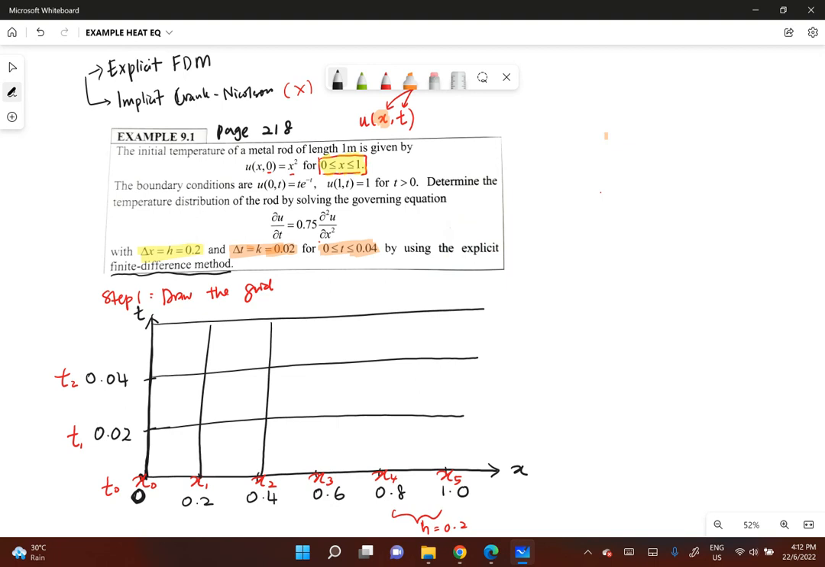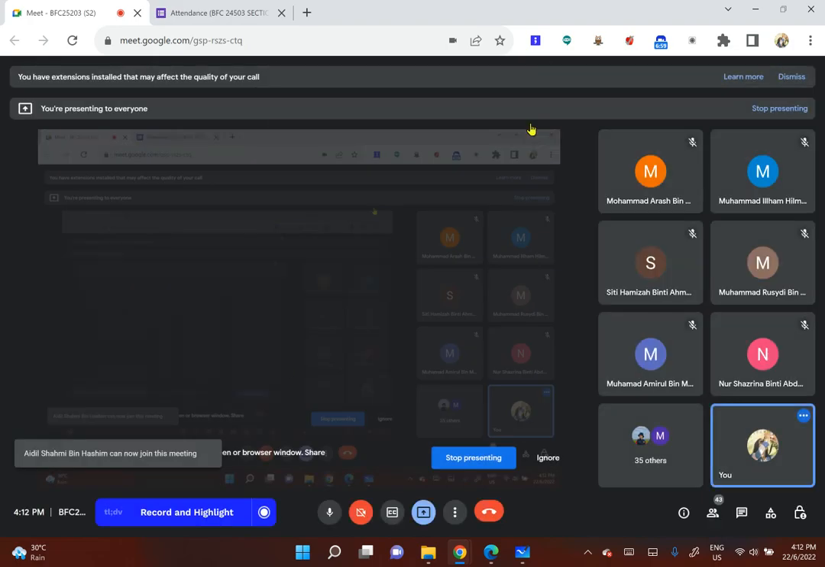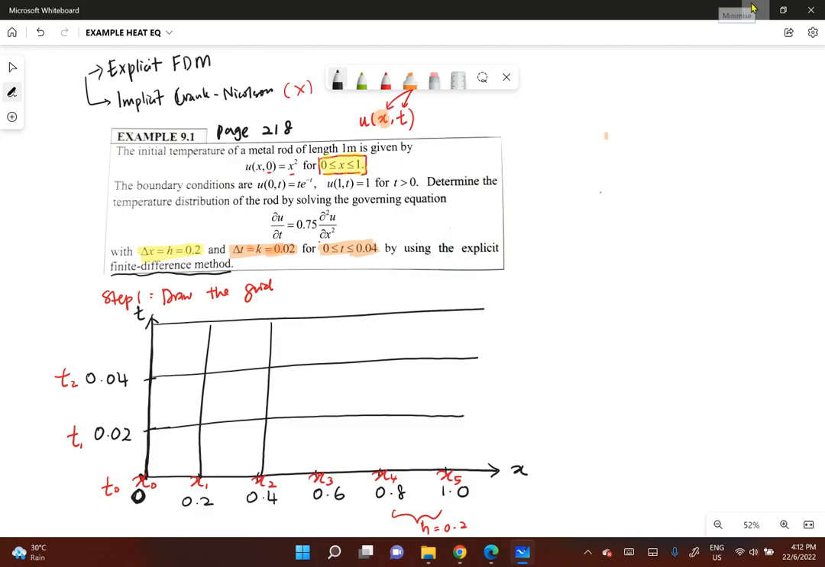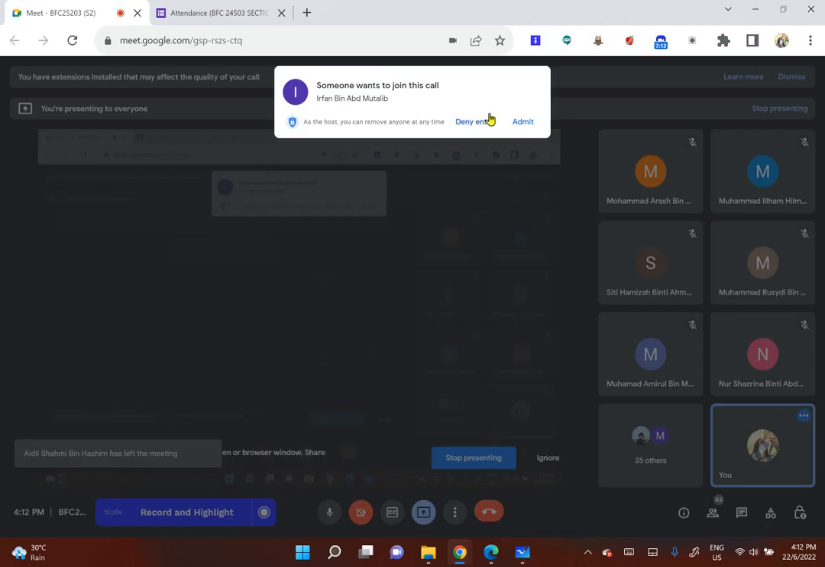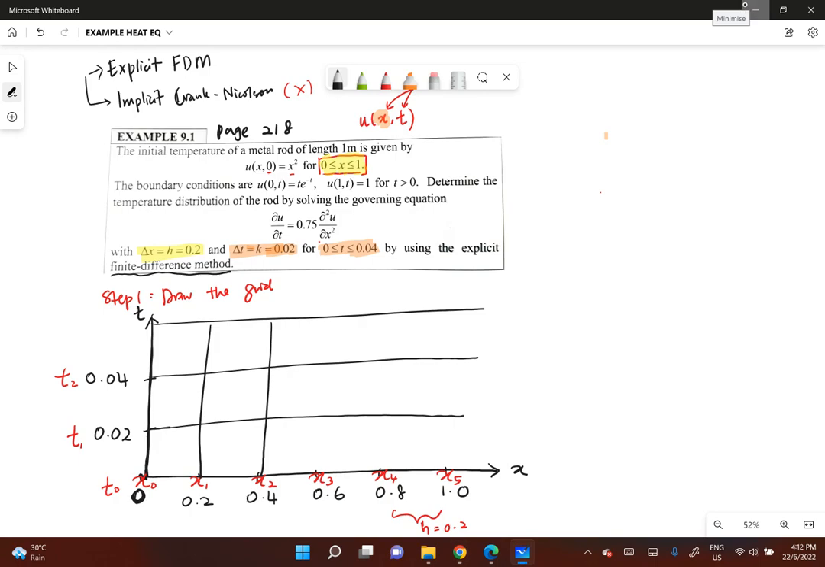So, wait, I have to admit someone. Has it come in? Still a few students haven't come in. Okay. Why is it not auto admit? I guess this is already auto admit, and Google Meet auto admit. There's some problem with this one. Not really sure. Okay, continue.